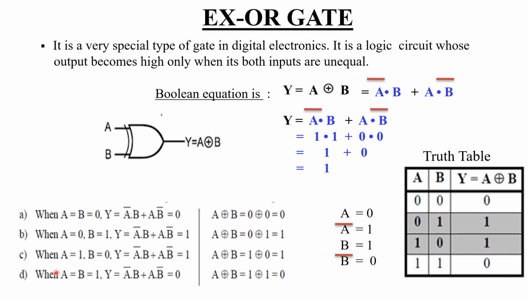So here we have the different cases with all the combinations of zeros and ones. When A is equals to 0 and B is equals to 0, we get the output as 0. So when we substitute this value of A and B, we get output equals 0, or A XOR B, that is 0 XOR 0, that is 0. Similarly, when the input condition is 0 1, we get the Y output as 1. For 1 0, we get the output as 1. Again, when A and B are equal, the output is 0. So when the inputs are different, the output will be high.